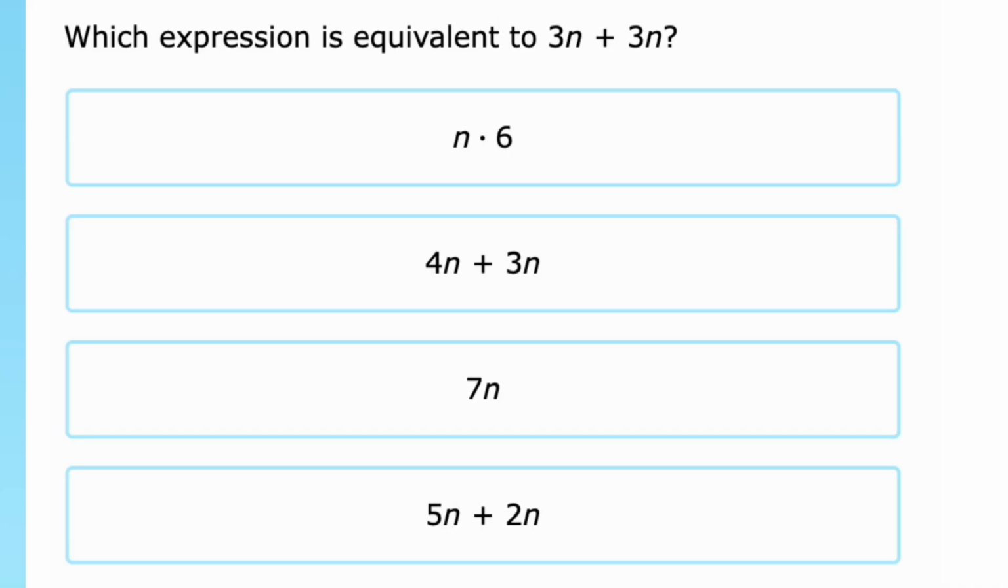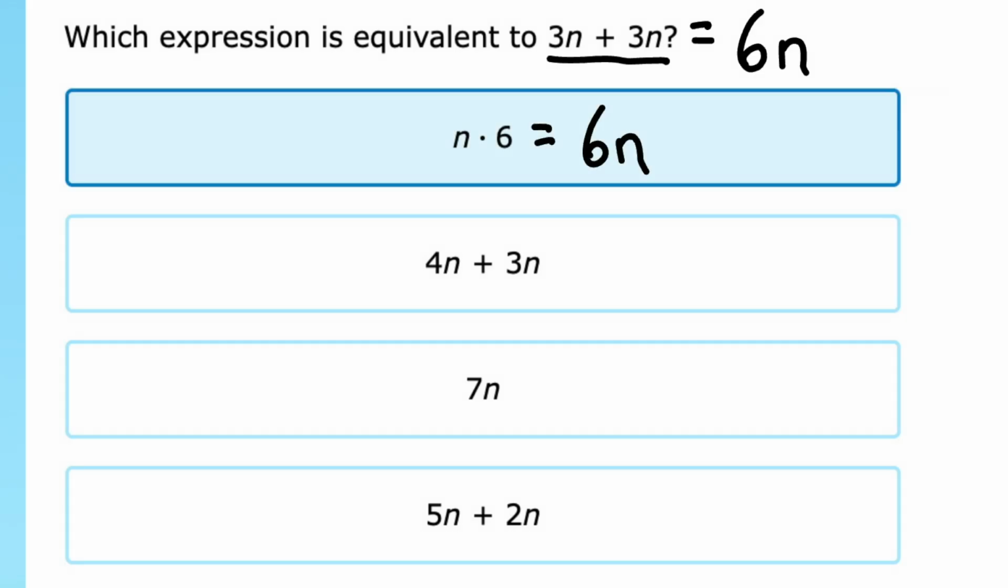Next, we can start by simplifying 3n plus 3n, which comes out to 6n. And although I don't see a 6n answer choice, I know that n times 6 is the same thing as 6n, so that's our answer.